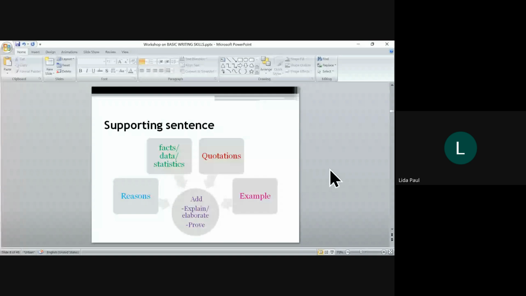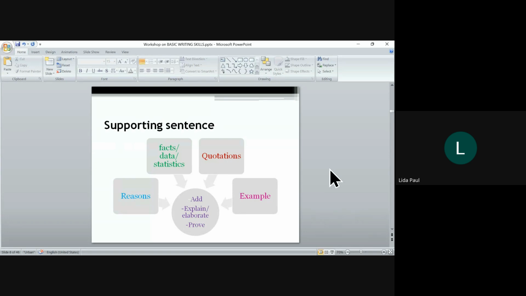Their task or function is to add to the statement that is your topic sentence, explain the claim made in the topic sentence, elaborate upon what is being said in the topic statement, or prove it. For example, if I made a statement and you need to prove it, then you're going to use reasons, examples, quotations, facts, data, or statistics. Even if it is for elaboration, explanation, or adding, again, you can use the same.